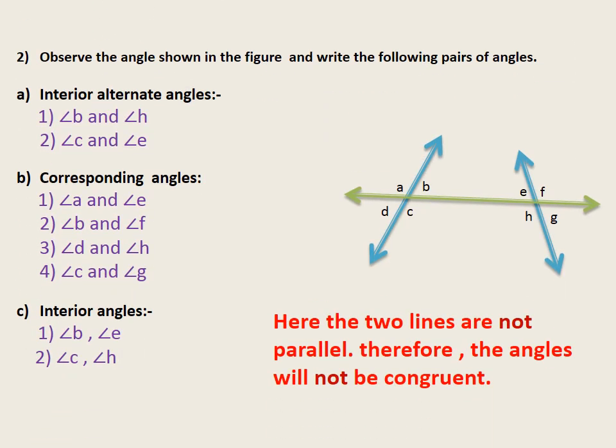Second question. Observe the angles shown in the figure and write the following pairs of angles. In the given question, the two lines are not parallel. Therefore, the angles will not be congruent. First one, alternate interior angles. First pair, angle B and angle H. Second pair, angle C and angle E.